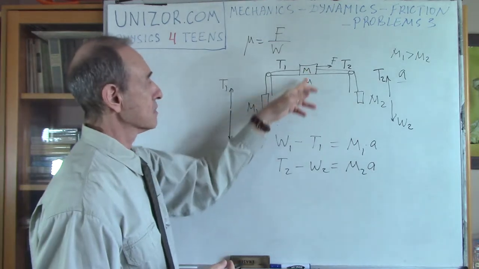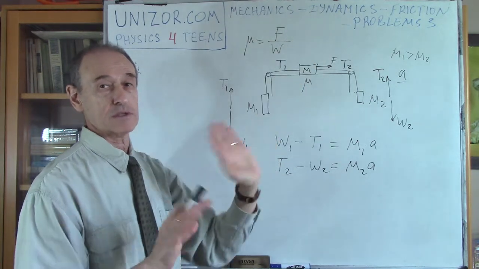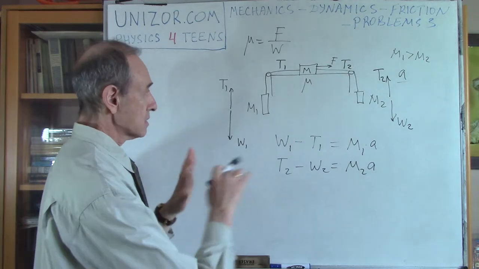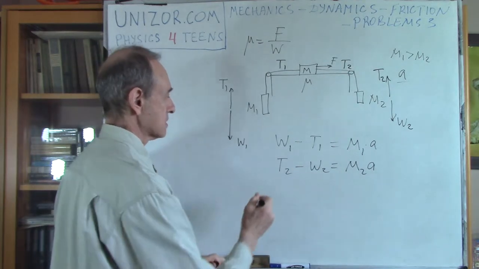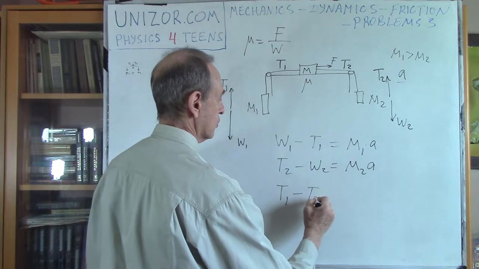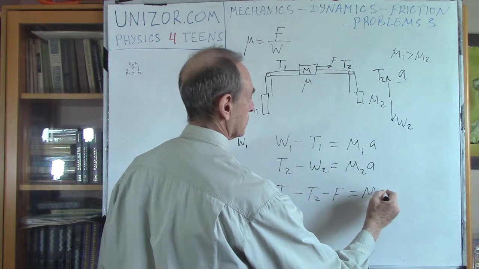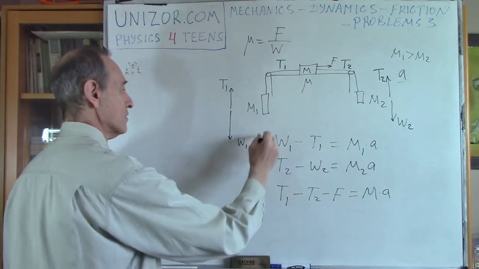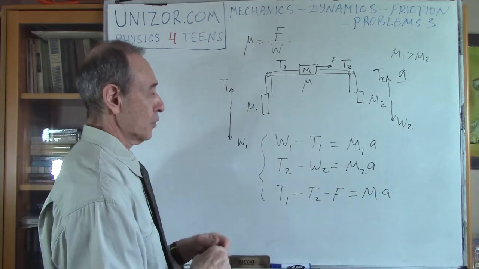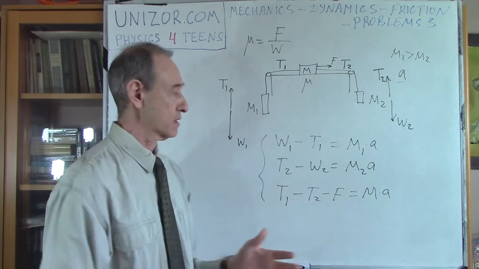Now, obviously there is gravity, but there is a reaction of the table, and they nullify each other. So we can just disregard these two guys, right? All right, so in the horizontal movements, it's T1 to the left, minus T2 and minus F is capital M times A. So these are three equations which basically constitute the picture of everything in this case.